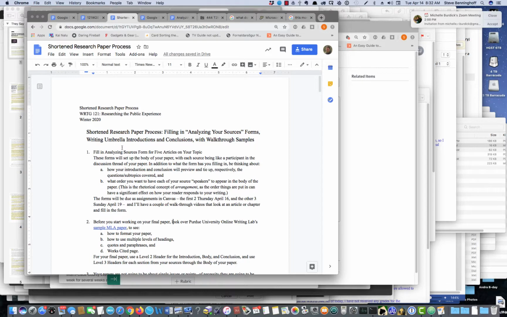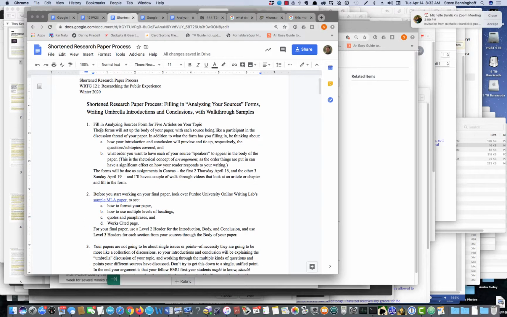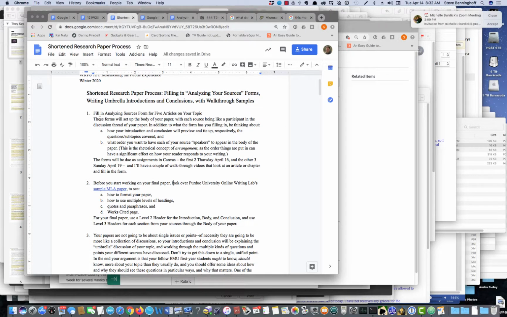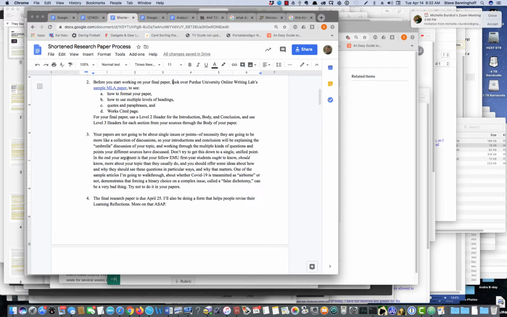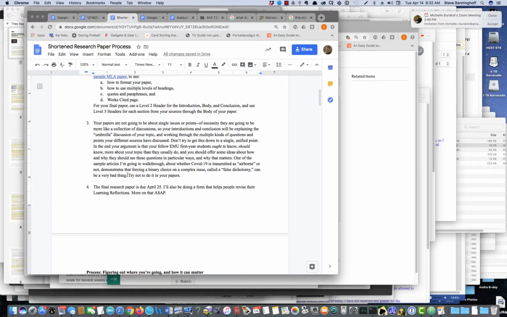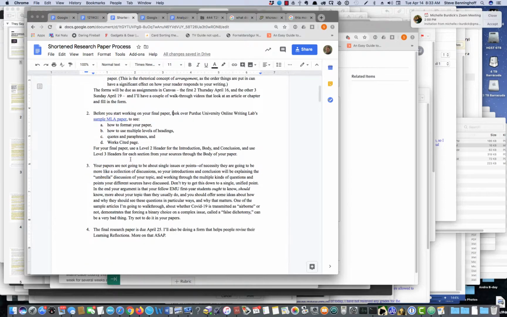As you'll see in the assignment, I've got a link to the shortened version here that explains what you need to do. Our first step, you should read obviously the whole thing. This first page lays out the plan for filling in 5 of these forms, 2 for Thursday and 3 for Sunday, and then from those writing your paper.